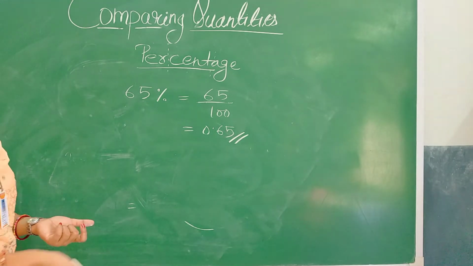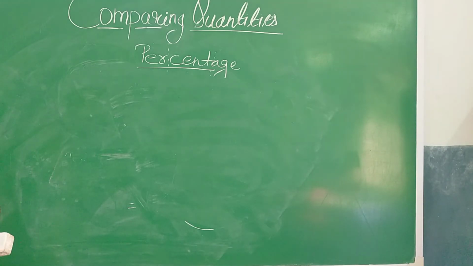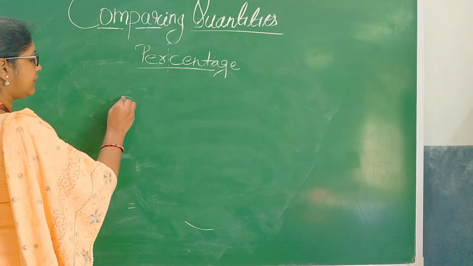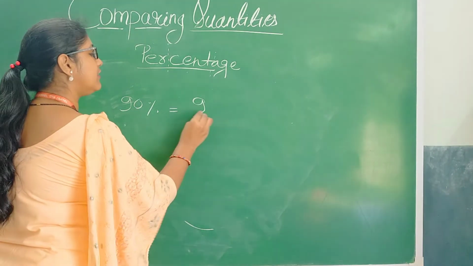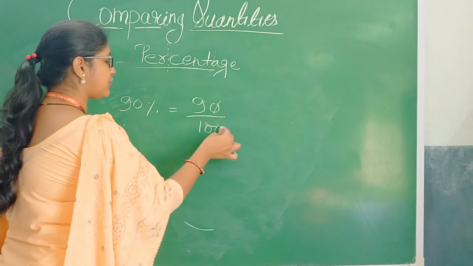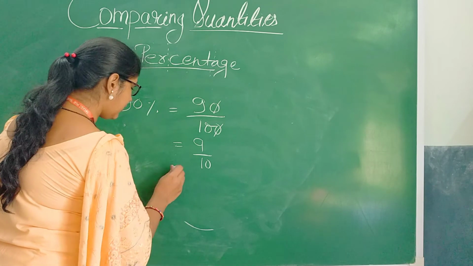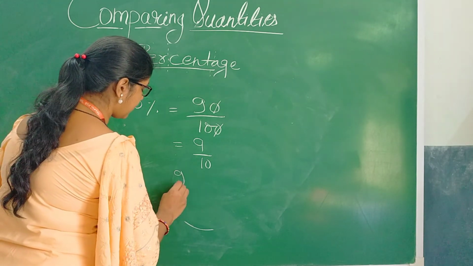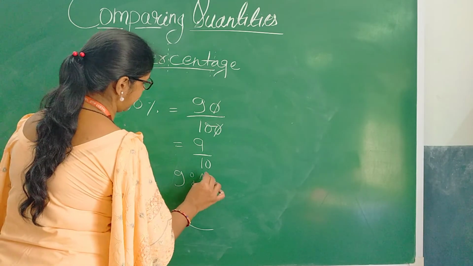Okay. Now we understand percentage as a ratio. Suppose we have 90%, then it means 90 by 100. This 0 cuts with this 0, then our fraction is 9 by 10. So 90% is also equal to the ratio 9:10.